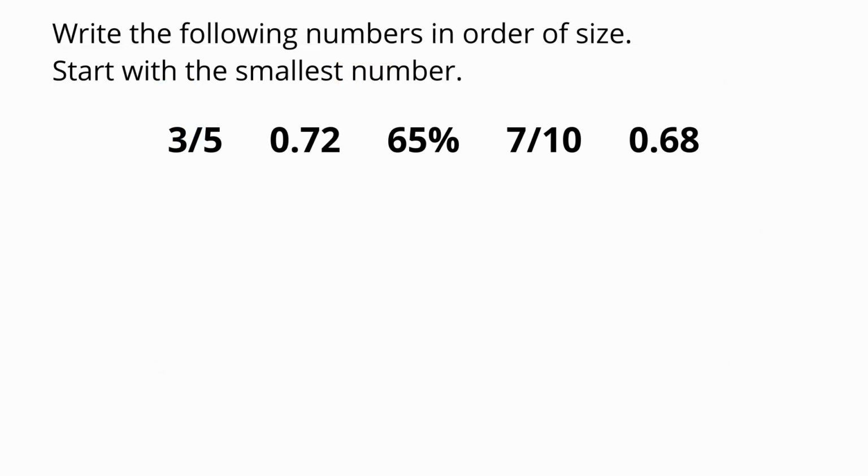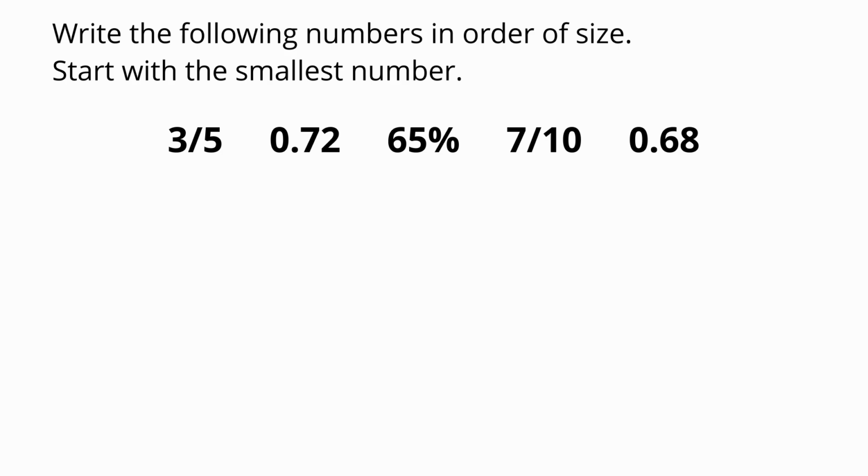In an exam, you might be asked to write a mixture of fractions, decimals, and percentages from smallest to largest. Here is a list of 5 decimals, fractions, and percentages to put in size order. First, we need to convert them all into the same type of number to make them easier to compare. I'm going to change them all into decimals for this example.